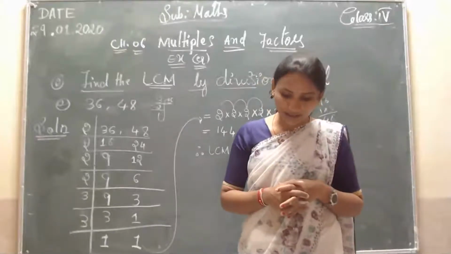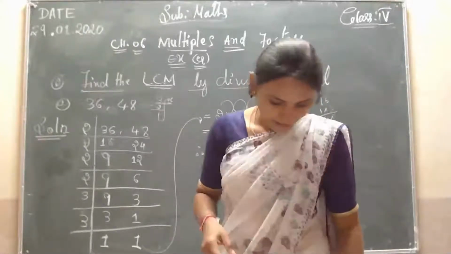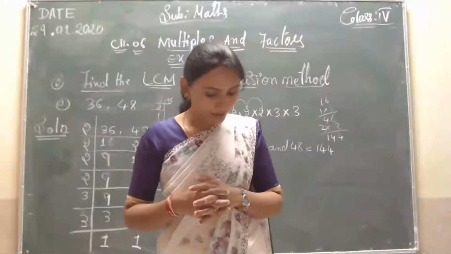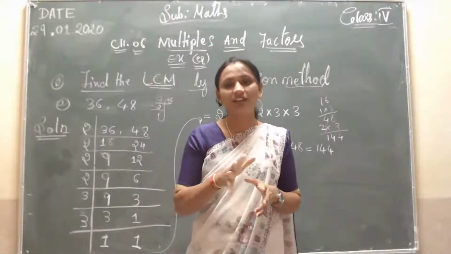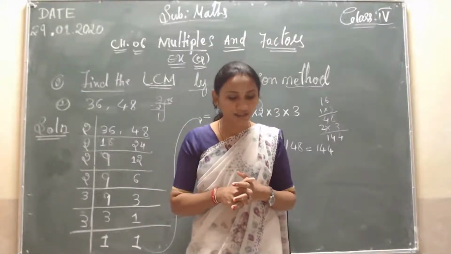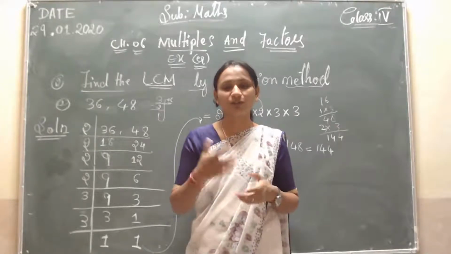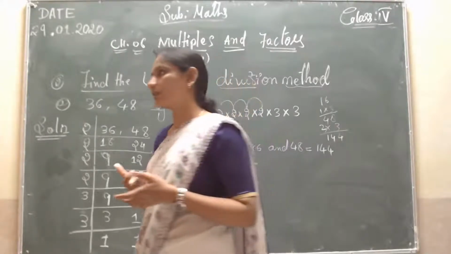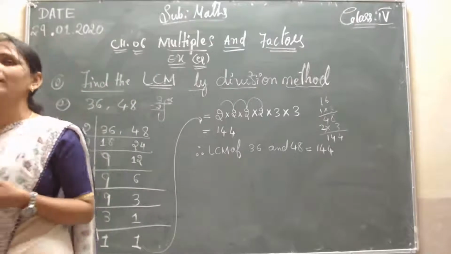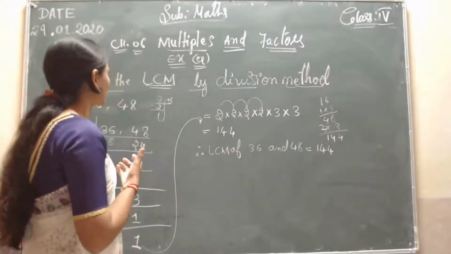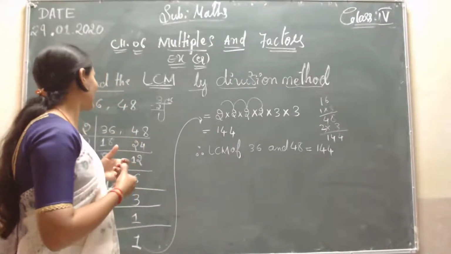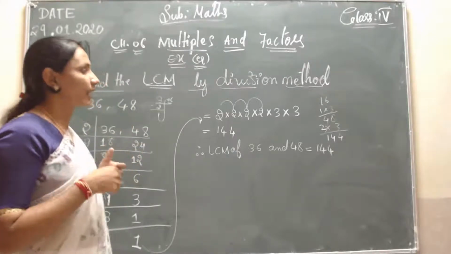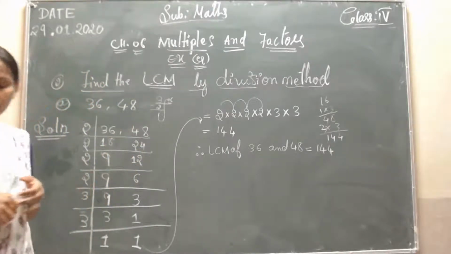Okay, so in the next question, see, in part B, given 120, 144, 180. The next question has the same steps. You have to take all three given numbers and do the division. First you have to take the smallest prime number. Okay, so see.